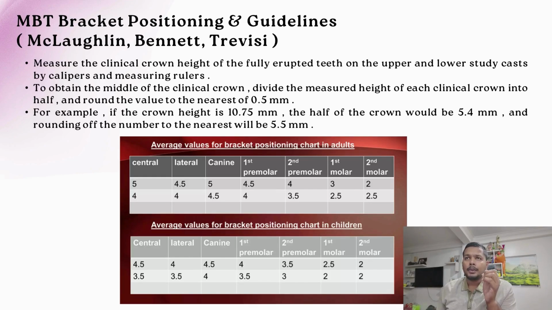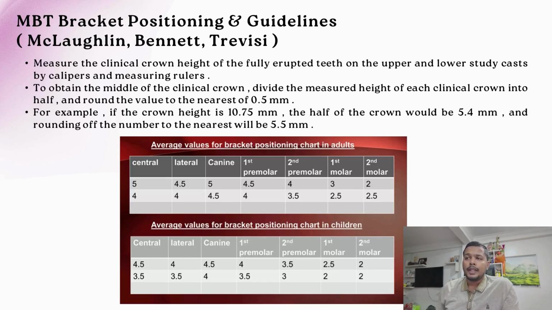For example, if your total crown height is maybe 9 millimeters, we divide it by 2, so the result is 4.5 millimeters. If it's 4.5 millimeters, it's okay. If we get a result like 4.7 or 4.8, we round it off to 5 millimeters, or if it's 4.2, we round it off to 4.0, or 4.5, whichever is nearest. We round off to the nearest number.